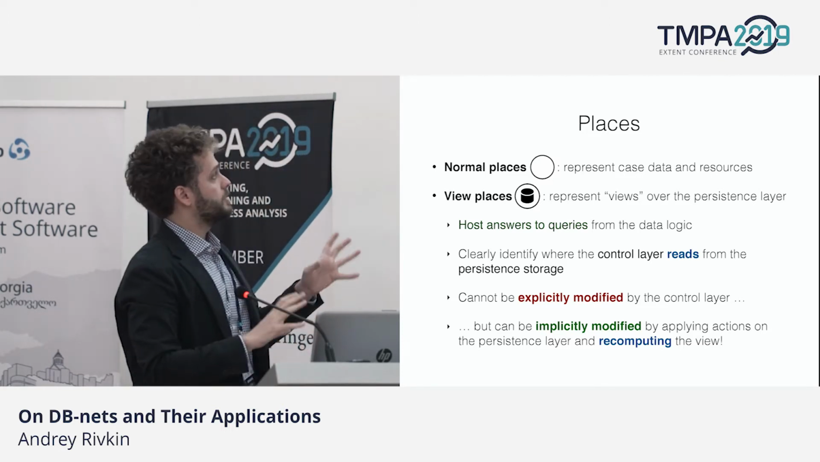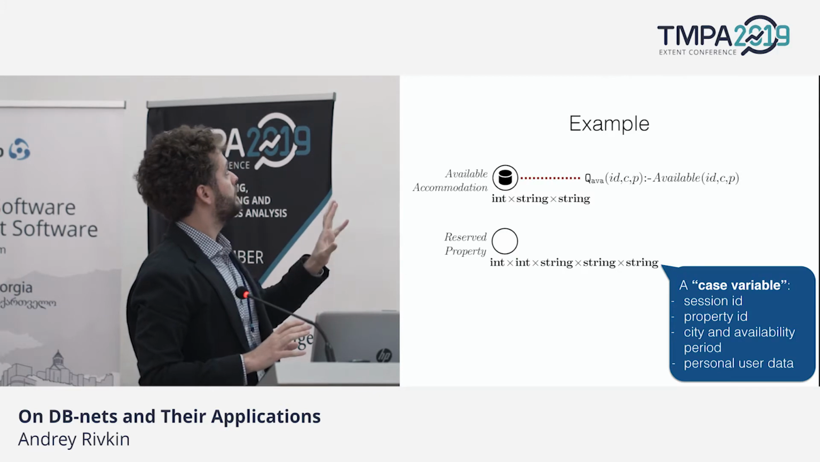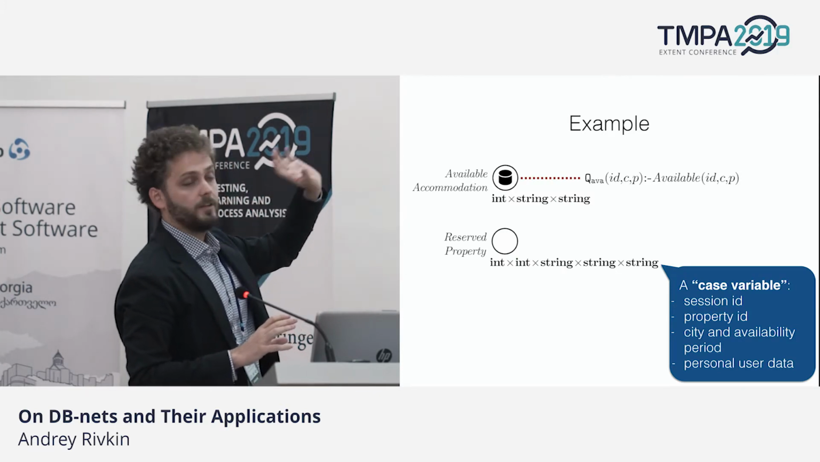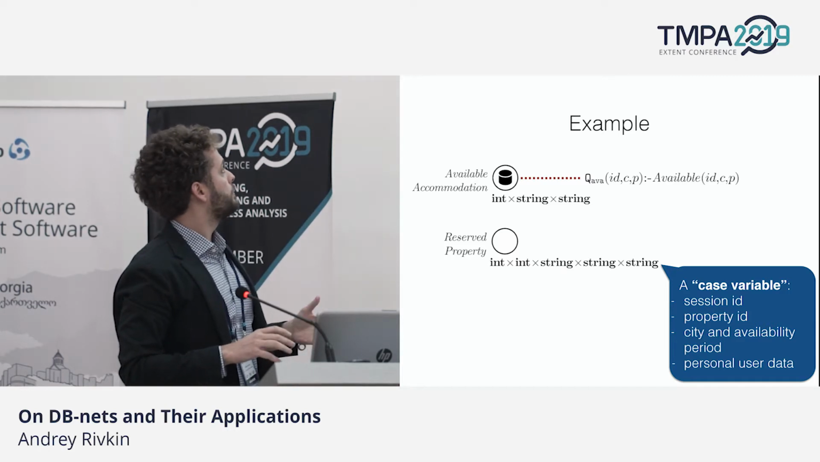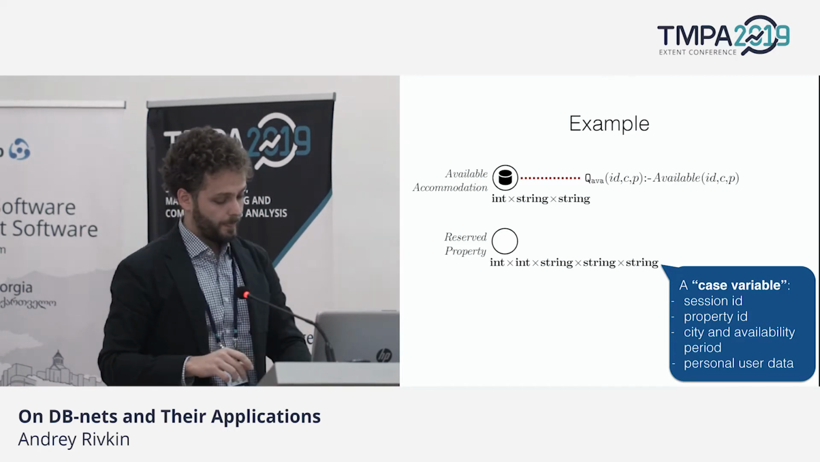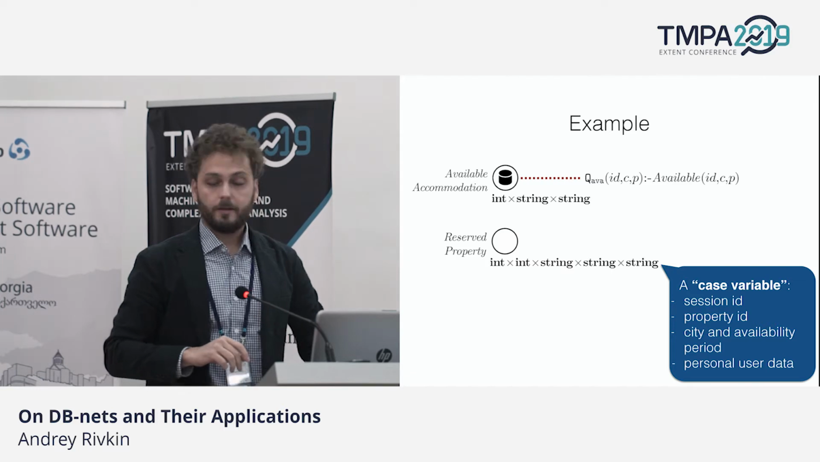And here is the example. It's just representational, right? We have a view place that stands for available accommodation, and we have, let's say, one normal place that stands for reserved property.